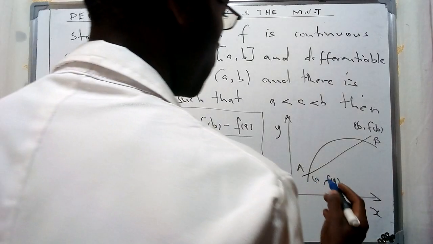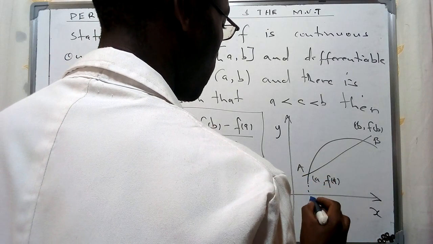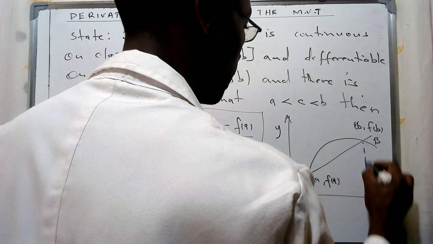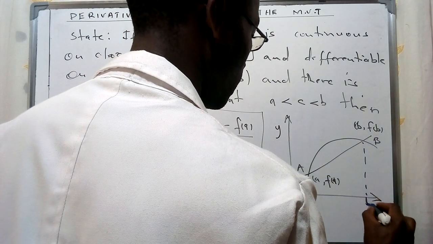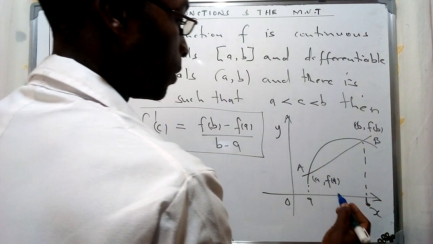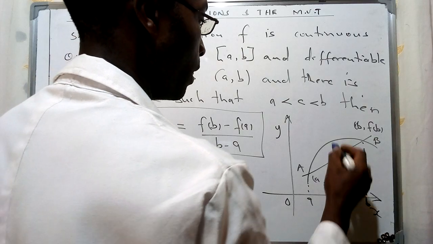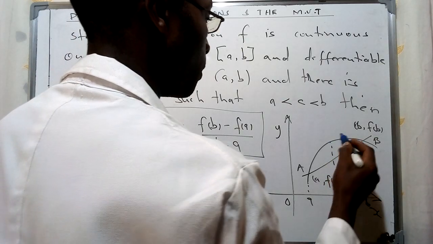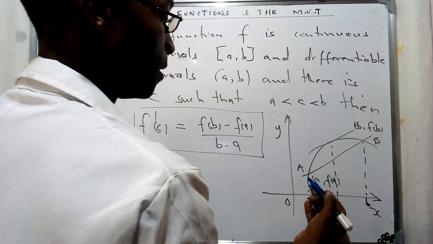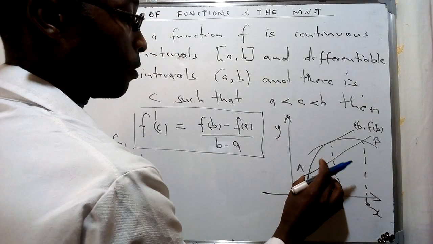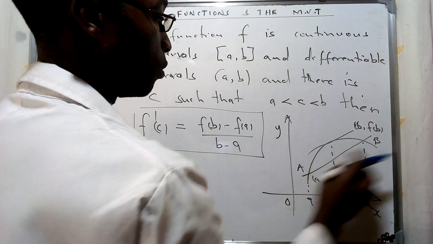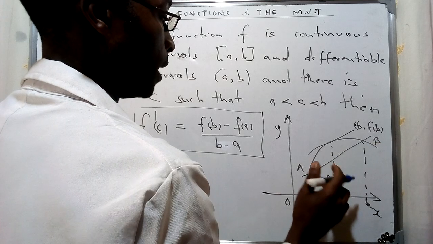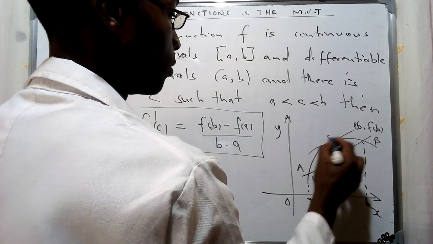So if we have a point between these intervals of a and b, there's a particular point c whereby the derivative of this range of values from a to b is equivalent to the derivative of this function at c.